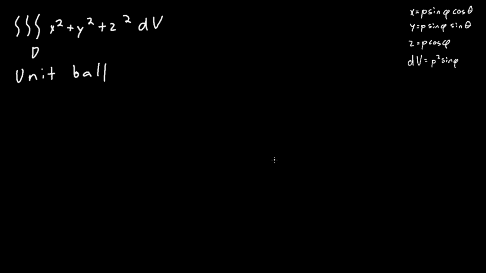Now this one is slightly trickier, because our integrand is now an actual function of x, y, and z. But this is actually quite simple, because in spherical coordinates, x squared plus y squared plus z squared just equals rho squared. And I'll show you that right now. How will I show you this? Well, I'll substitute in all the values for x, y, and z into whatever we have here.